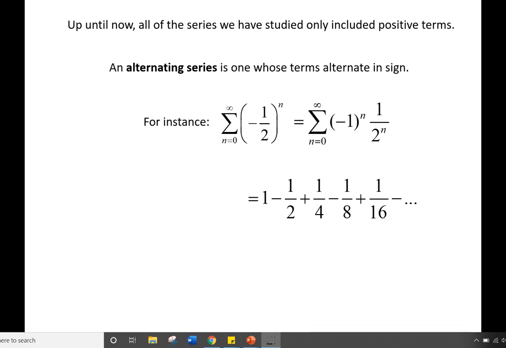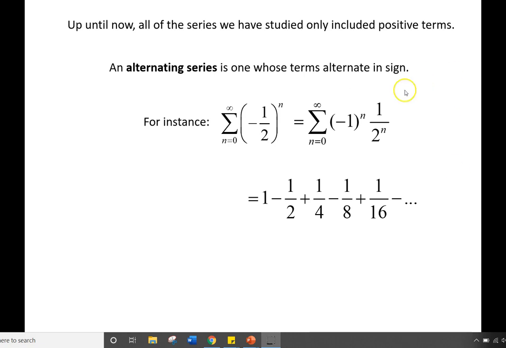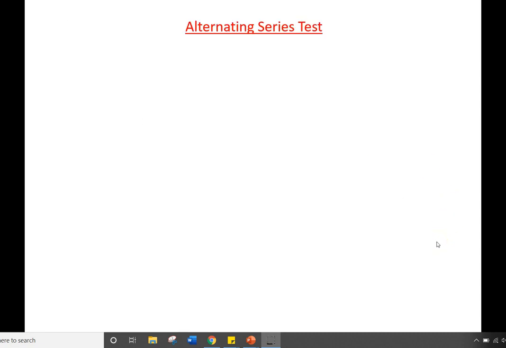So this would be the terms 1, -1/2, 1/4, -1/8, and so on. And so, by the way, you see that was geometric because 1/2 to the n would be a geometric series, but because of the alternating, we'd call it an alternating geometric series.